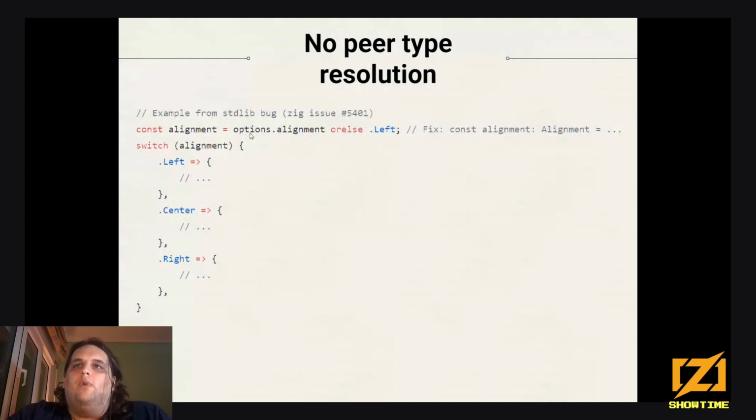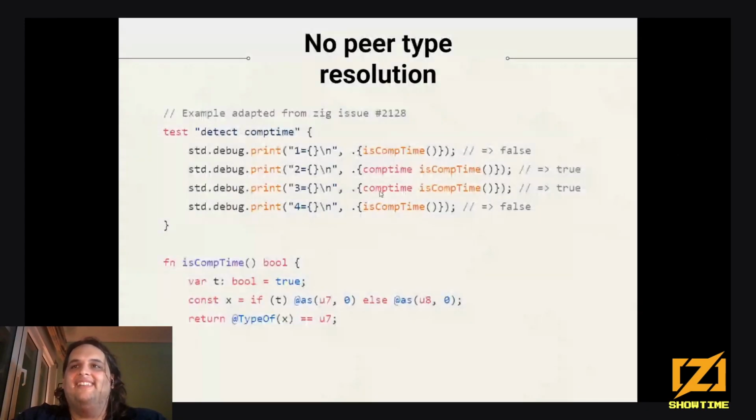In comptime, when this is null, then the type of alignment will be enum literal. It won't be Alignment. So the code switched on an alignment and tried to do some stuff, and this failed because the type was not an enum, but an enum literal. And here's the fix, very easy. You must specify the type directly, and everything works fine. But it's very tricky when you first see it. So yeah, keep that in mind.